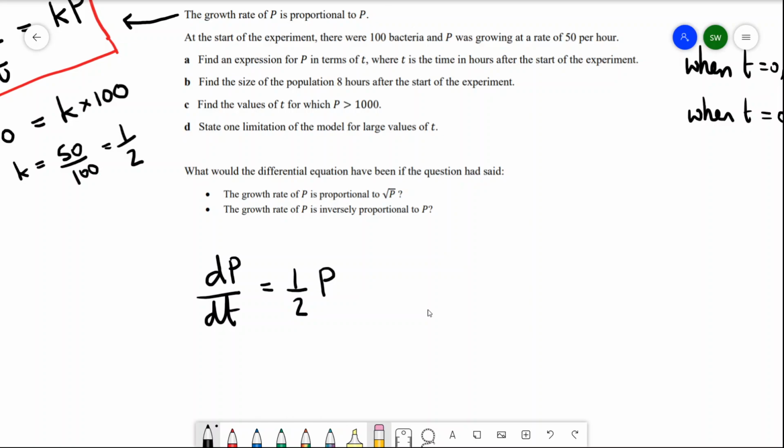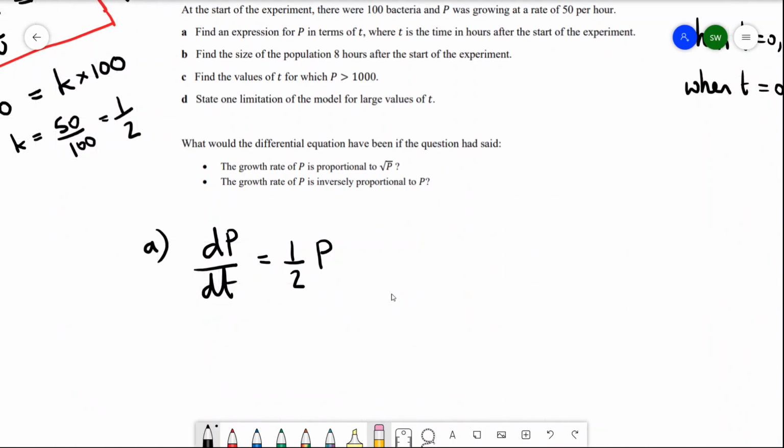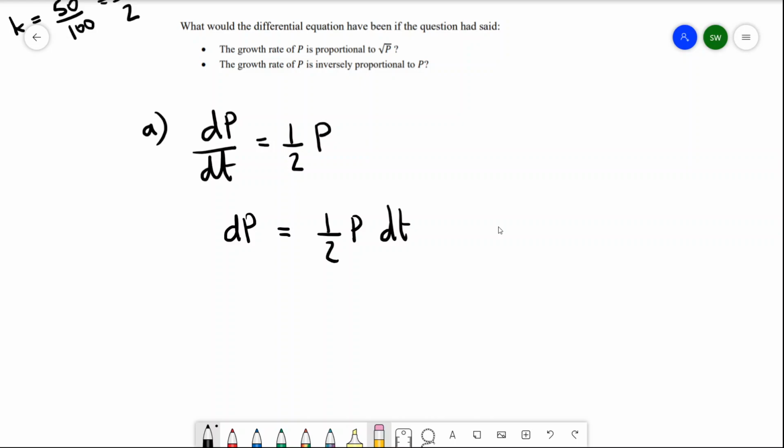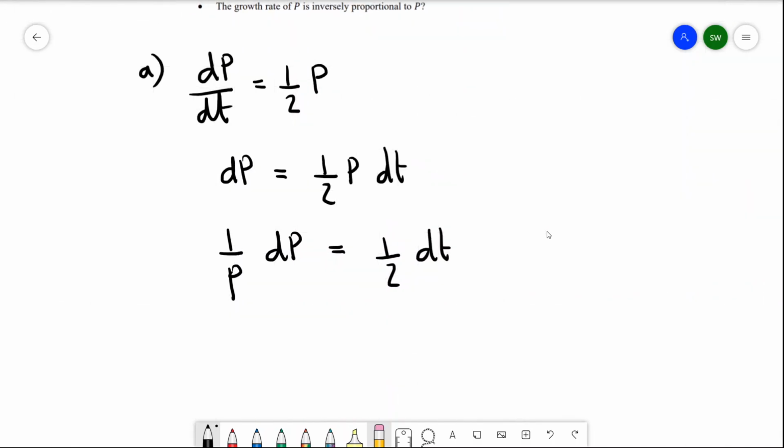So in part A, we're asked to find an expression for P in terms of t. So basically we want an equation which involves P and t, but without dP by dt in it. So we know that we're just going to solve this differential equation just like we did in the previous section of this chapter. So we're going to use the method of separation of variables. So I'm going to times through by dt. So I'm going to have dP equals a half P dt. And then I'm going to divide both sides by P to get all the P's on the left hand side. So we're going to have 1 over P dP equals a half dt. And now I'm going to integrate both sides.